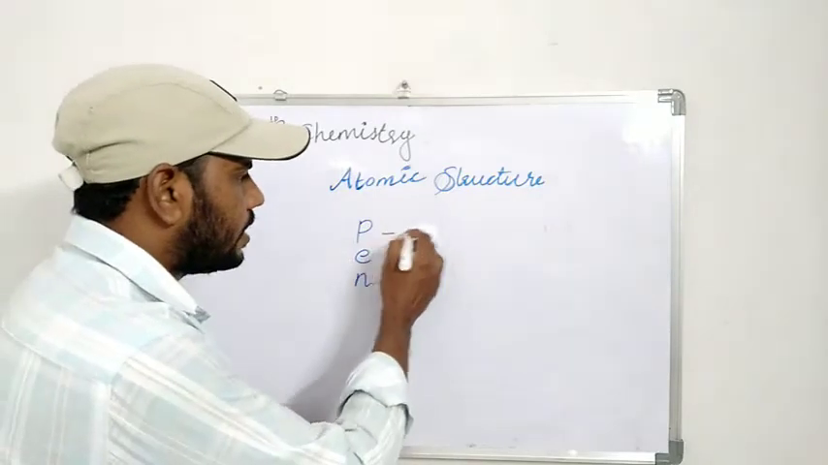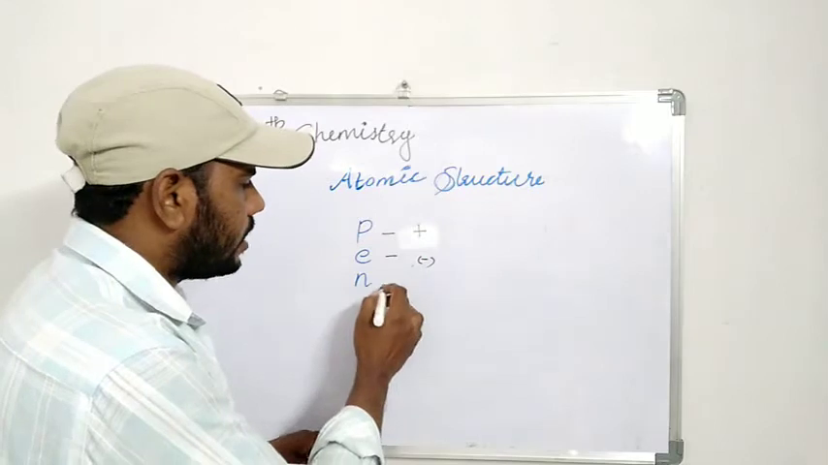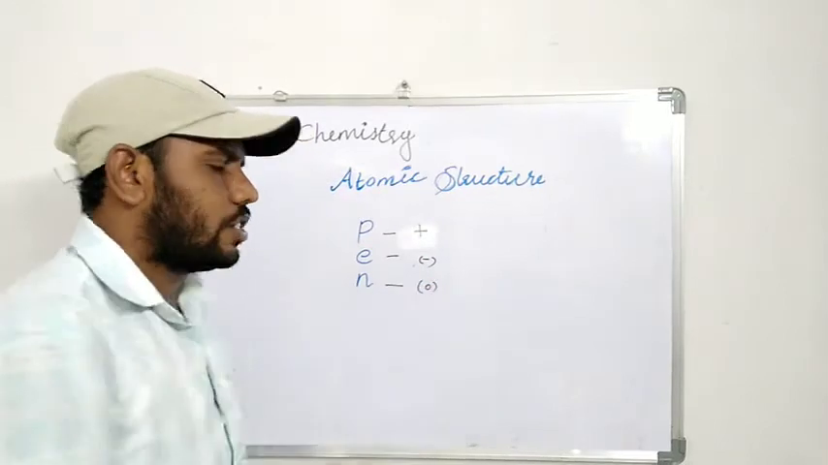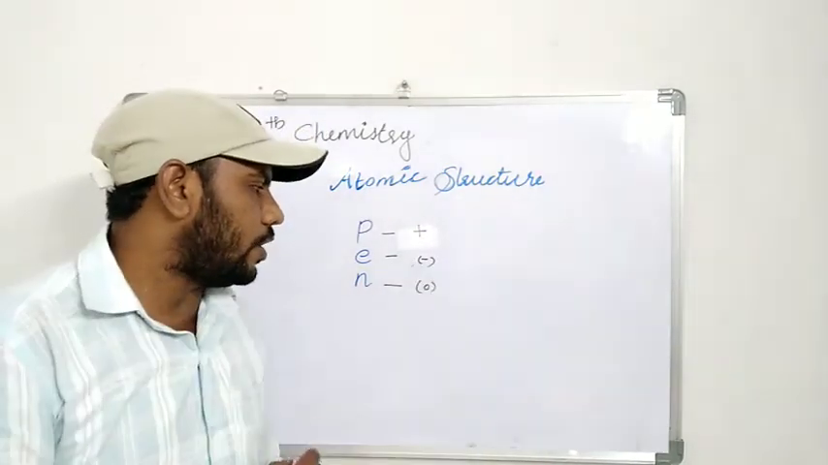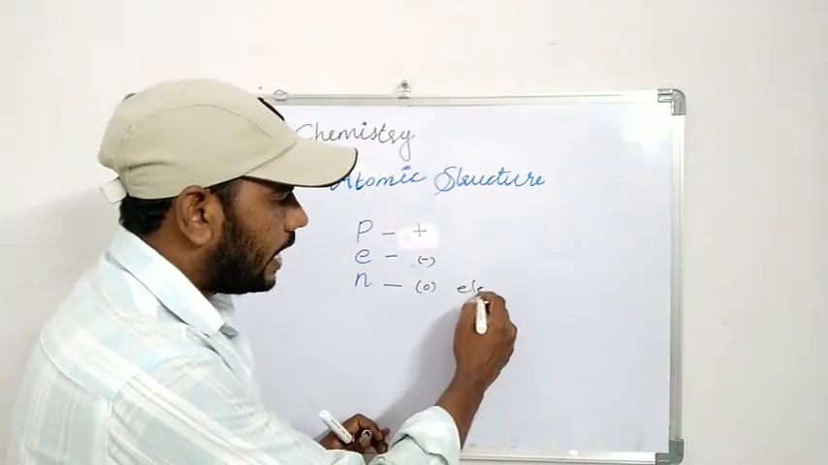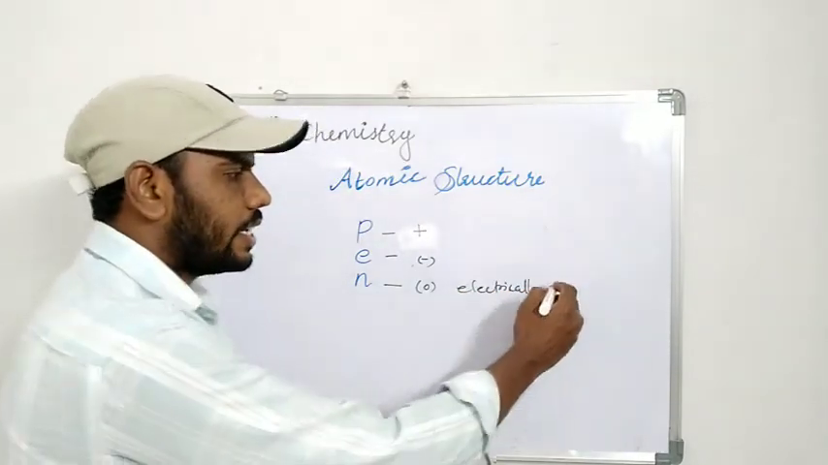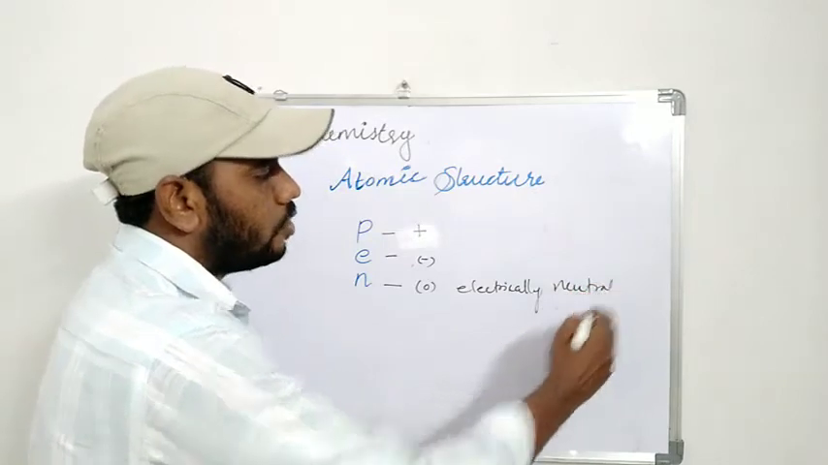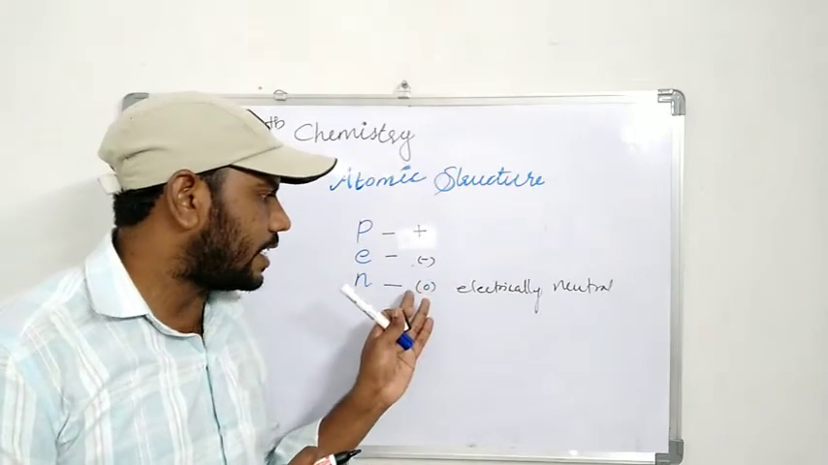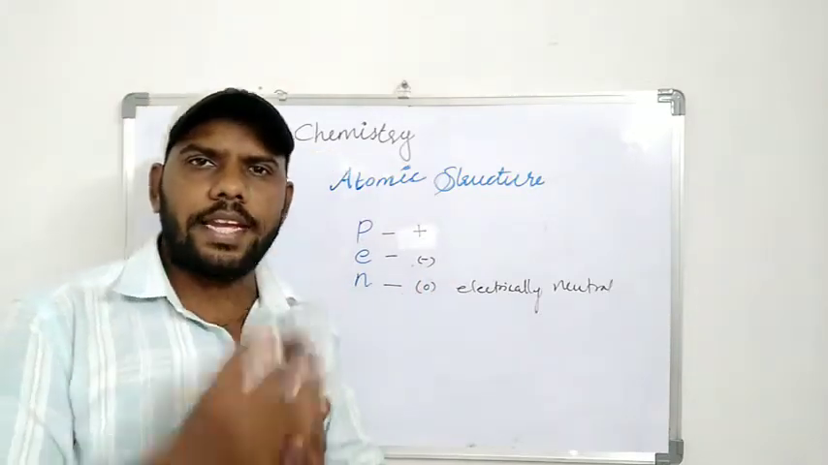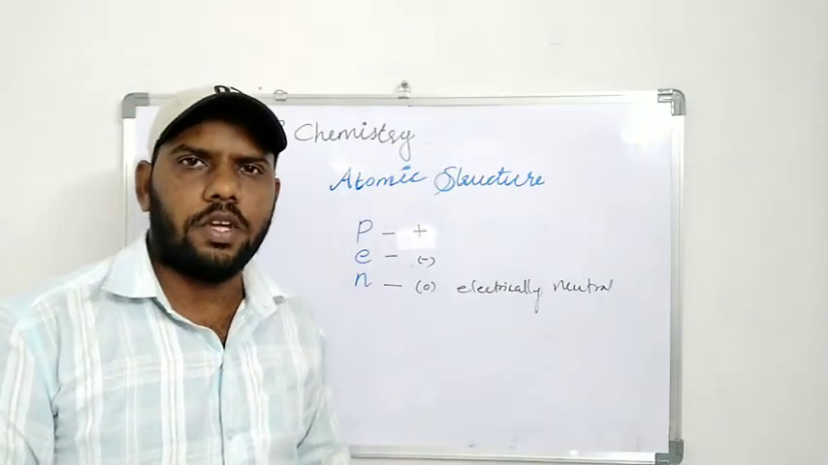A proton has a positive charge, an electron has a negative charge, and a neutron has no charge. We call the neutron electrically neutral. Remember, electrically neutral means no charge, that it has both positive and negative characters combined. Okay, children.